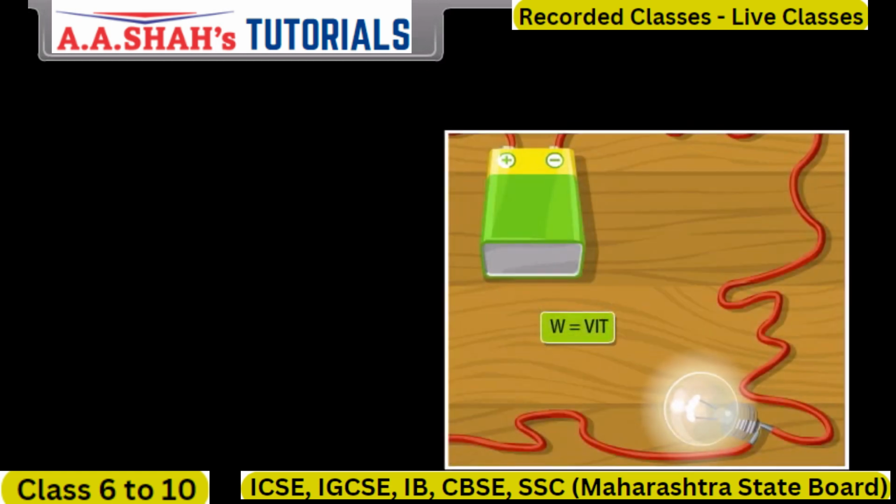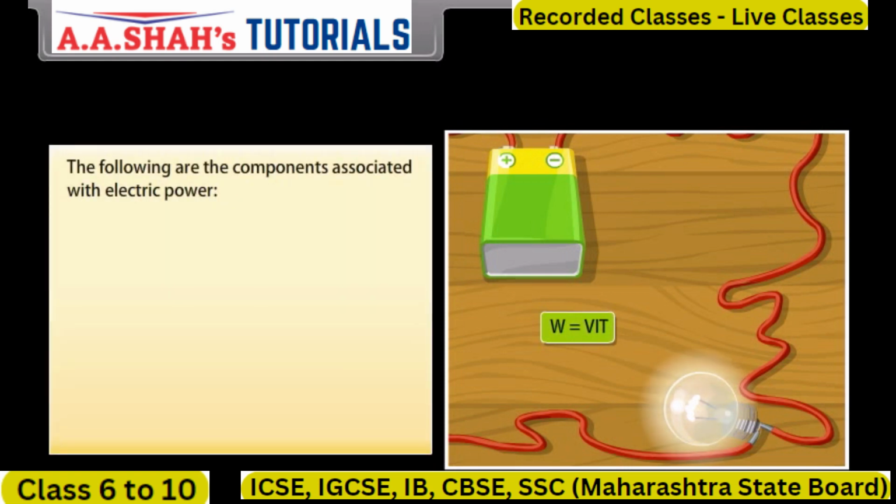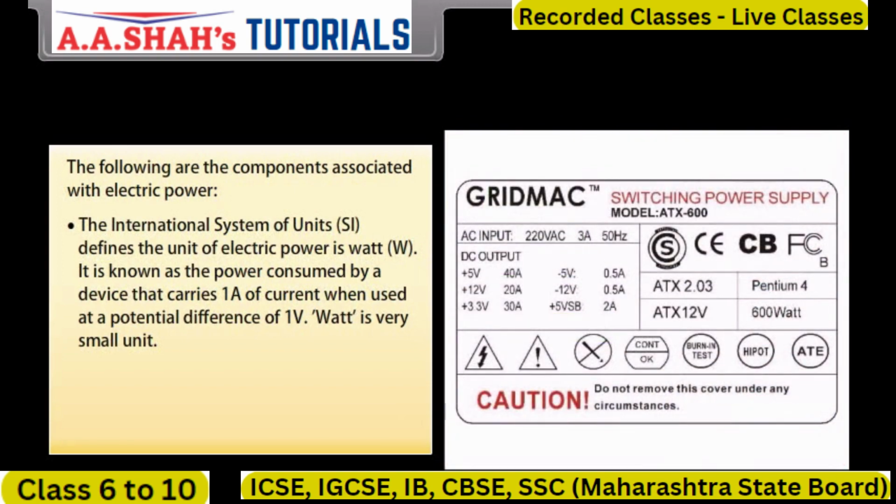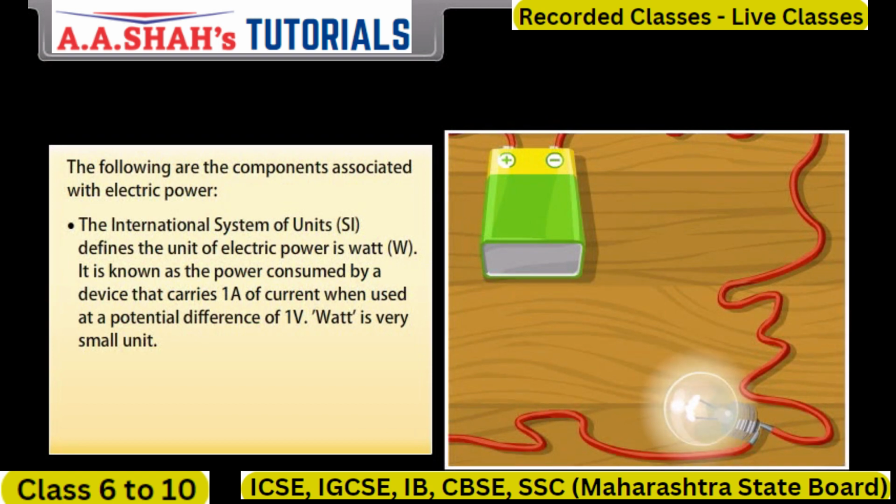Electric power. Electric power is the rate at which electric charge is transferred by an electric circuit. This is commonly known as electric power. The following are the components associated with electric power. The International System of Units, SI, defines the unit of electric power as watt, W. It is the power consumed by a device that carries 1 A of current when used at a potential difference of 1 V.